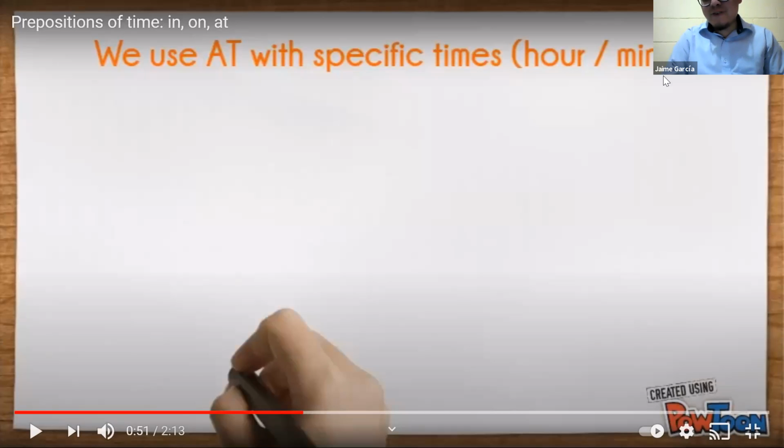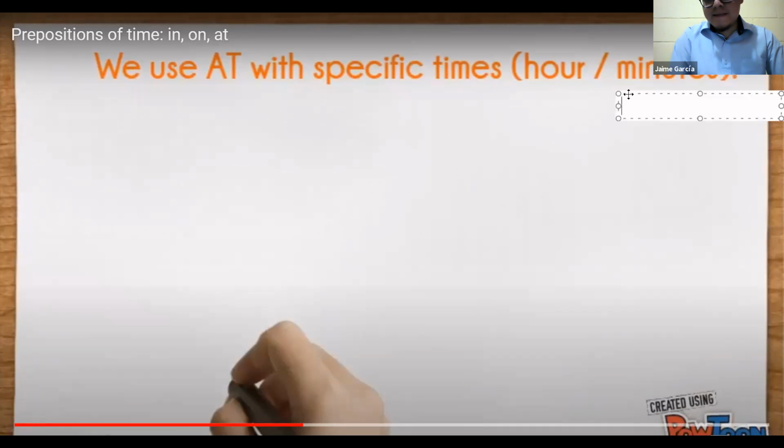Well, Nelly, the pronunciation for this word is minutes. Minutes, minutes. If you say minute, you're talking about the yellow toy. Do you remember? Minions. Okay, just minutes. So you say minutes. I'm going to write down the pronunciation for minutes. Like this. So we use at with specific times, hours, and minutes.